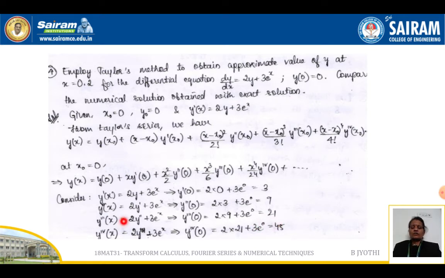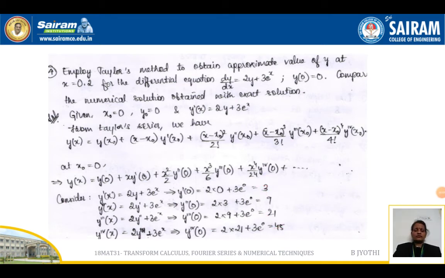At last, y fourth derivative of x is 2 into y triple dash plus 3e power x, which gives y fourth derivative of 0 as 2 into 21, which is the previous value, plus 3 into e power 0, which gives us 45. So we need to consider these values.